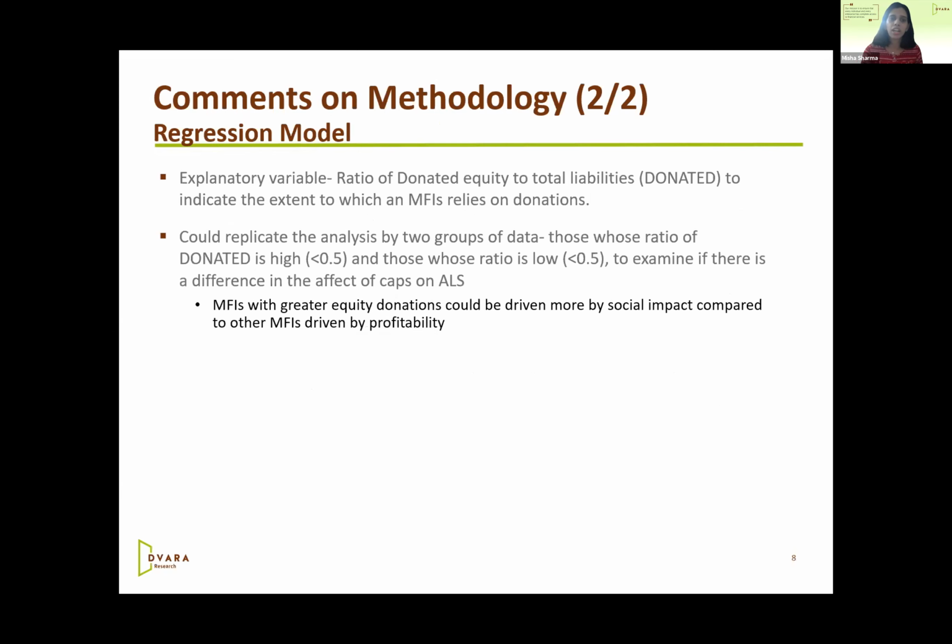And in terms of the regression model itself, there's an explanatory variable called ratio of donated equity to total liabilities that you use. I think it would be interesting if you can do a subsegment analysis by dividing the data into countries where the ratio of donated equity is high versus where it's low, and see if you're getting different results. So yeah, I'll stop there.